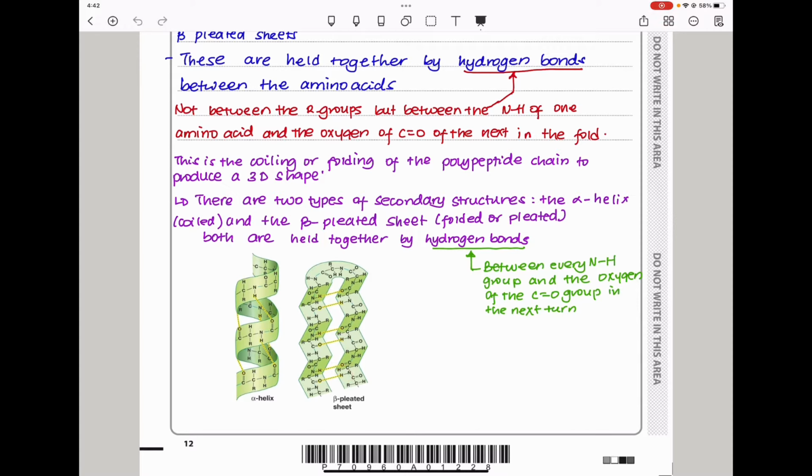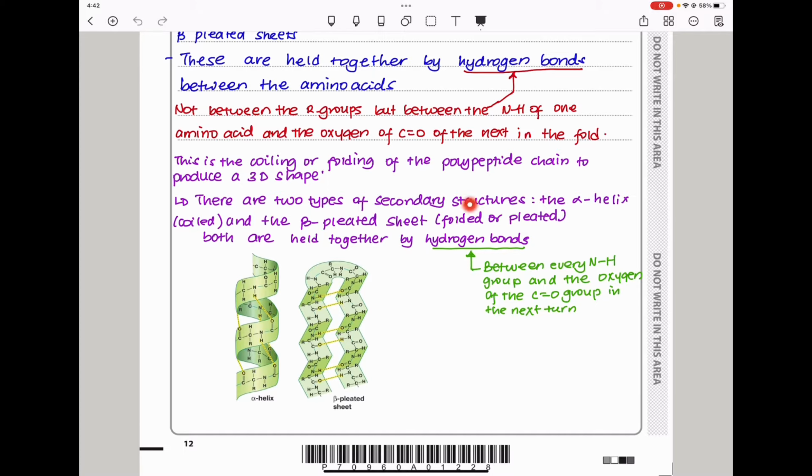It is not between the R groups. You can see the R groups are not interacting at all. So it's very important that you get to know this. I also wrote some extra information. I say this is the coiling or folding for the primary. Coiling or folding of the polypeptide chain to produce a 3D structure.